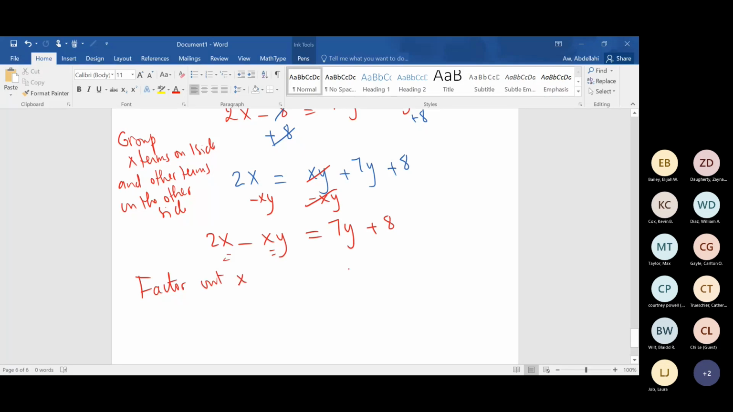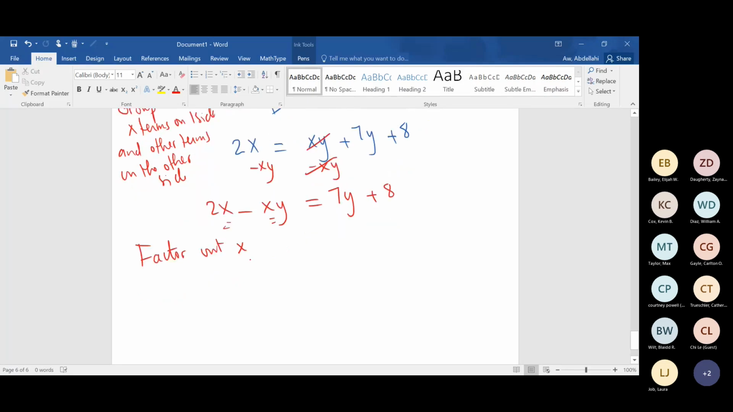Okay? Factor out x, what's going to be? It's going to be x times (2 minus y), right? Equal to 7y plus 8. You see? I know lots of students get stuck at this step, but don't forget to factor, right? Because before you divide, you have to have 1x. Before you divide, you have to see only 1x, okay?